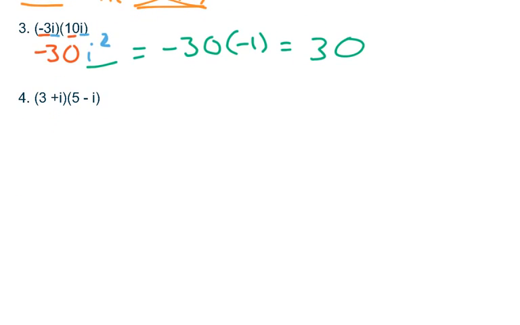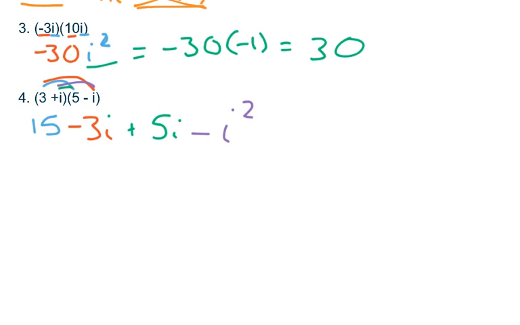All right, let's try the last one here. 3 plus 5i times 5 minus i. Okay, so this is a FOIL. So 3 times 5 is 15. That's your first. Your outers, 3 times negative i is negative 3i. Your inners, i times 5 is 5i. Put a green dot there. And then the last terms, i times negative i, positive times negative is a negative. i times i, excuse me, is i squared.